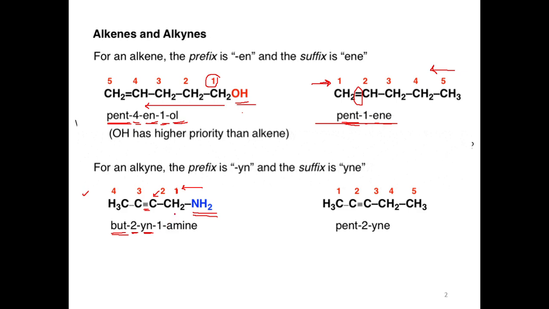And now you can see at carbon number 1 we have the amine group. That's why we are writing 1-amine. The suffix is written last. So the name will become but-2-yn-1-amine. I hope all of you are getting the concept behind the numbering. Now the next example is this one, the fourth one.